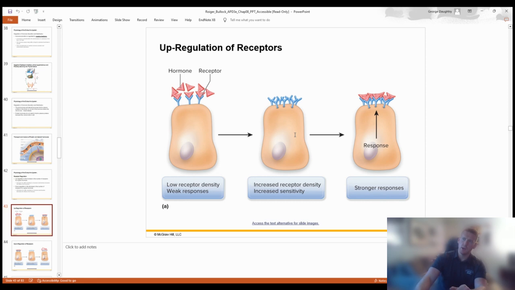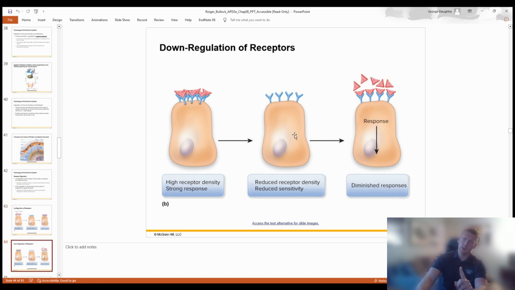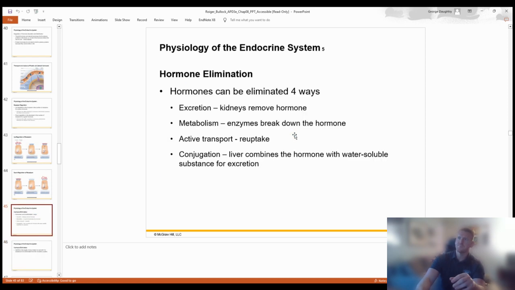These pictures are very helpful. As there are elevated amounts of a hormone, the receptor density goes up in response to that. That's an upregulatory process. And then the exact opposite: if we have too little of a hormone or suppressed hormone function, then the receptor density goes down over time, and that's a downregulation process. A couple more things that you need to be familiar with.